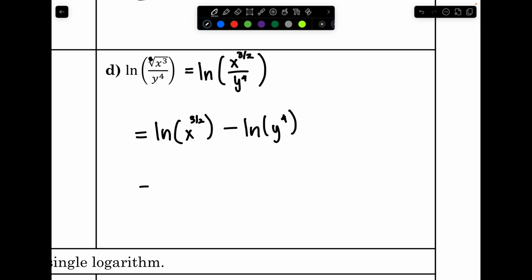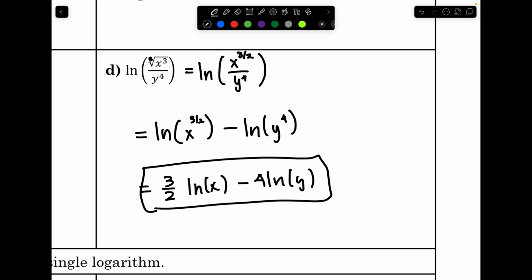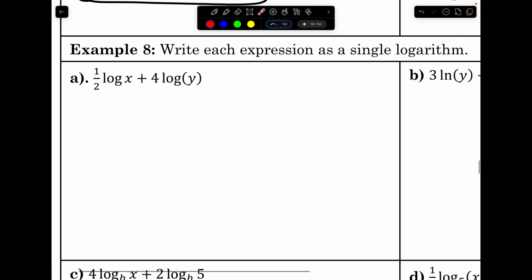And then again, applying today's property, the power property, I can multiply the natural log of x with 3 over 2, multiply the natural log of y with 4, and this is your expanded form and the equivalent form of this log there. Let's now go in the opposite direction.